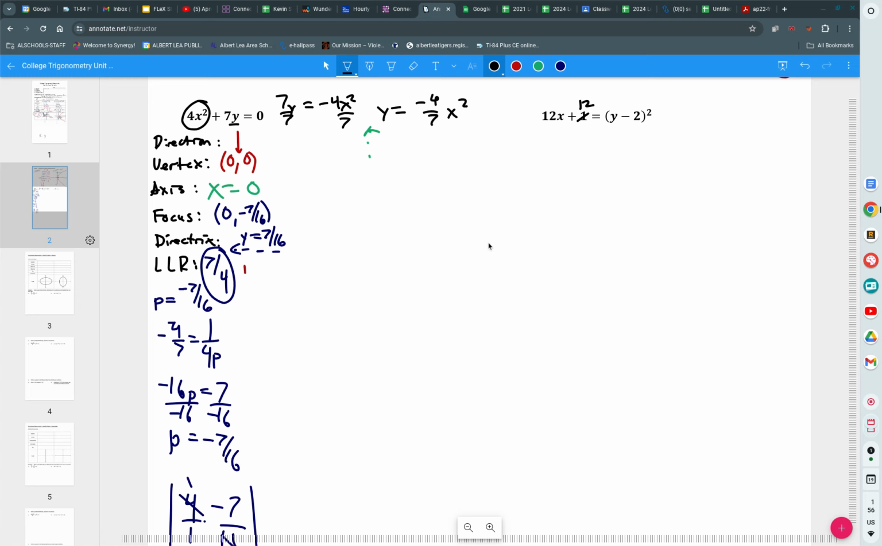Okay, this is a horizontal one. It's going to go to the right. If I subtract the 12, I get 12x is equal to y minus 2, y squared, minus 12. And then we divide by 12. And I get x is equal to, instead of dividing by 12, I'm going to write 1/12 times y minus 2, y squared, minus 1. You can see that the x equals makes it horizontal, and because the 1/12 is positive, it does in fact go to the right.